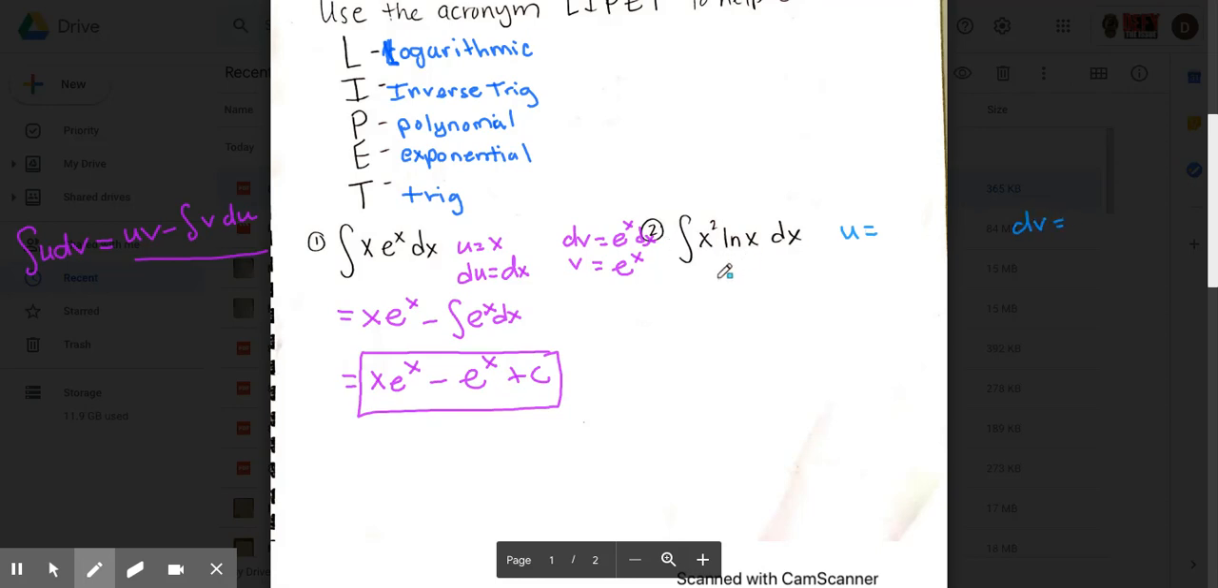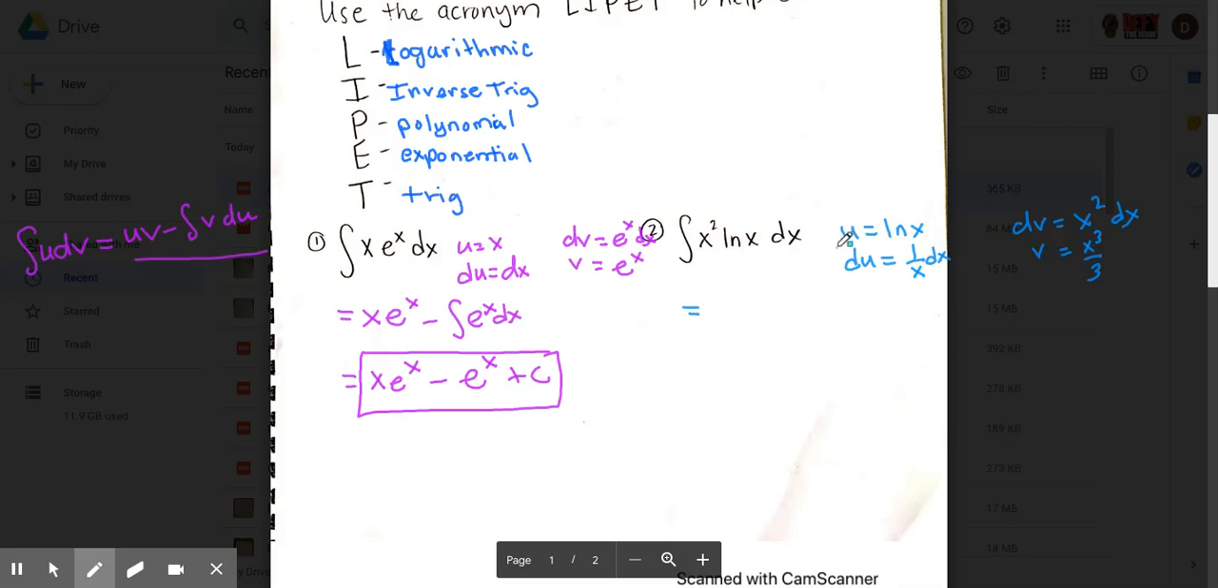So looking at number 2, going by LIPIT, okay? Logs, yes. So there is a log in here. That's what I make my u. My dv would be everything else. So that's the x squared dx. So to go from u to du, I derive, so it'd be 1 over x dx. To go from dv to v, I integrate, so it'd be x cubed over 3. And hold off on the plus c because we're going to have that on the end.